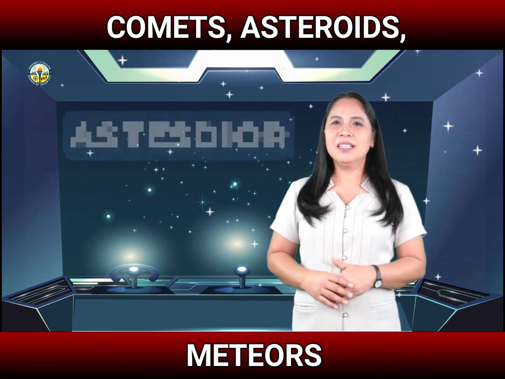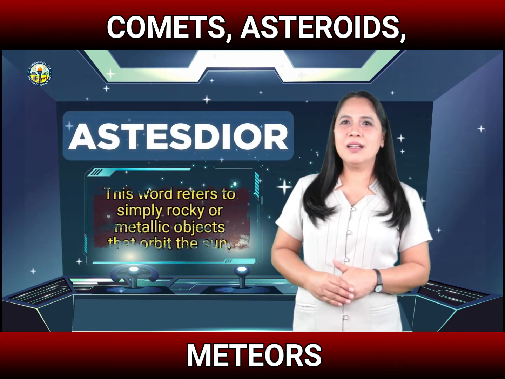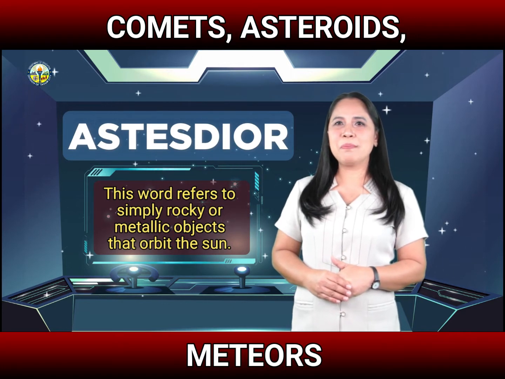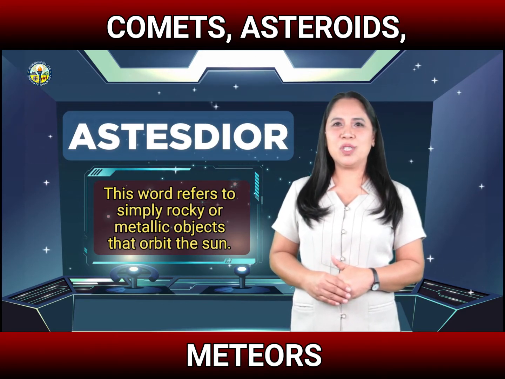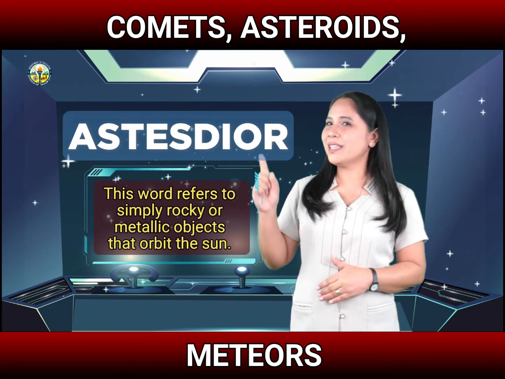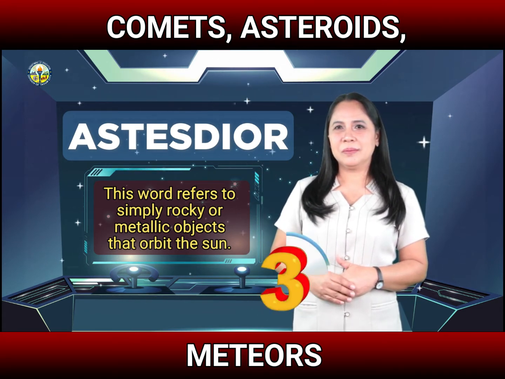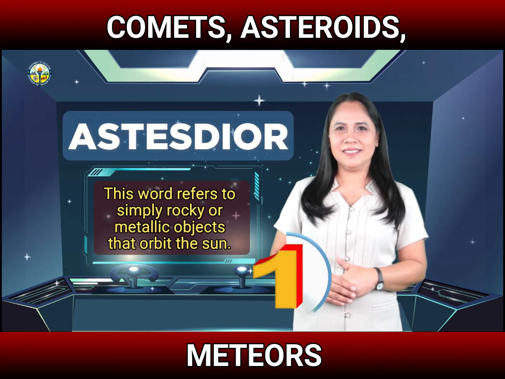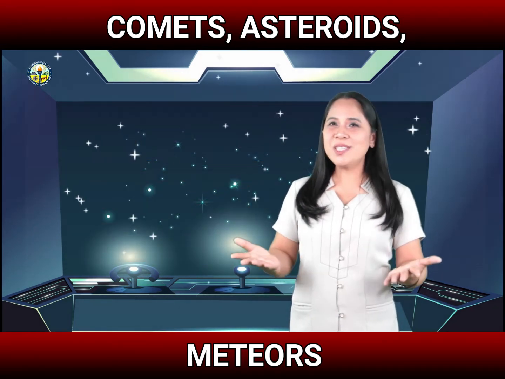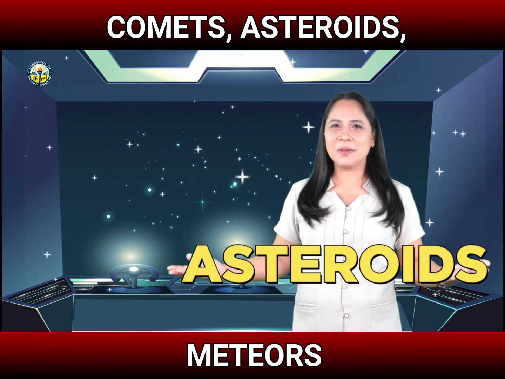Number 3. The jumbled letters are... This word refers to simply rocky or metallic objects that orbit the sun. What is the correct word? Awesome! The correct word is asteroids.